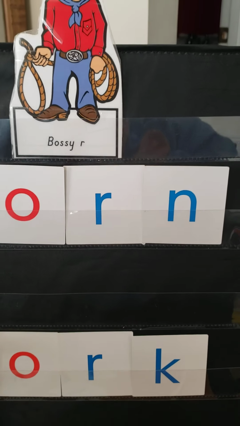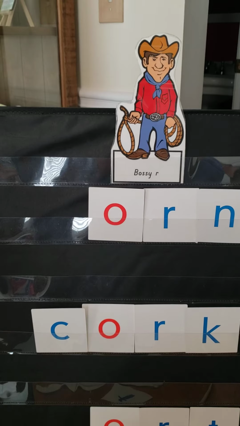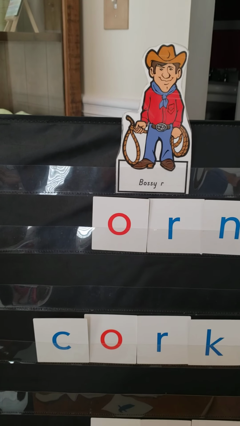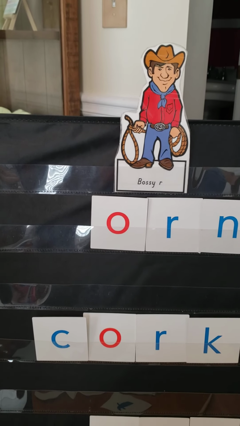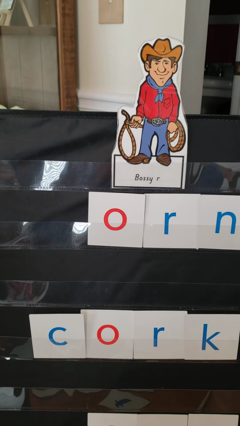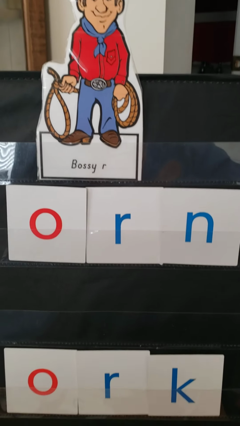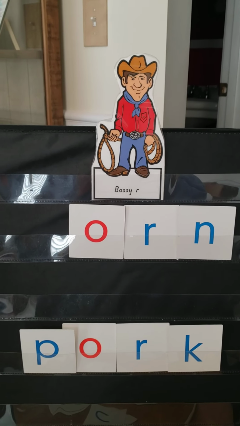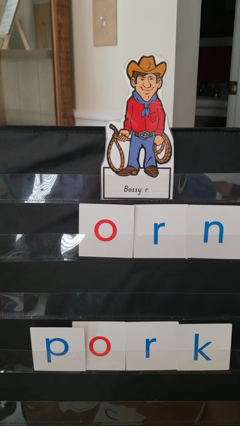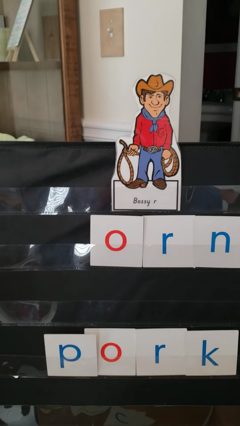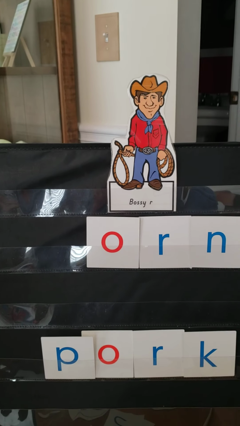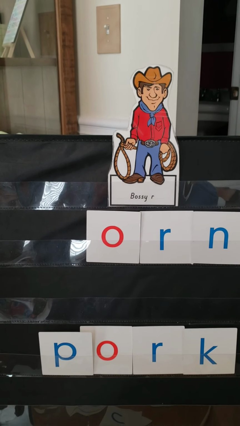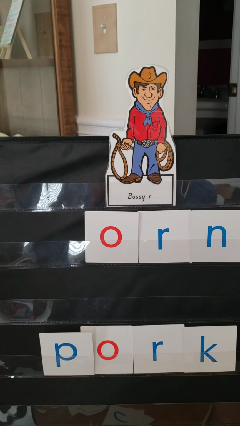Now, ork. Cork. Do you see that bottle over there? It has a cork in the top of it. Cork. All right, I have another one. Ork. Pork. Yes, pork is another kind of meat like chicken or beef. Mrs. Tebbens likes it when Mr. Tebbens grills pork. Pork.